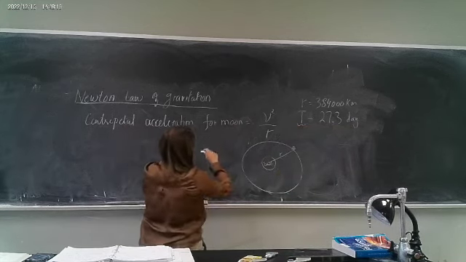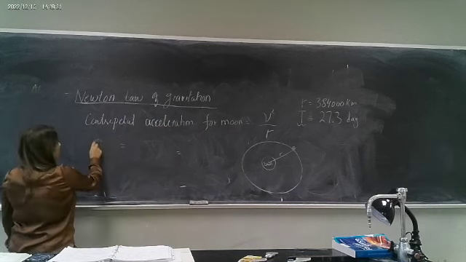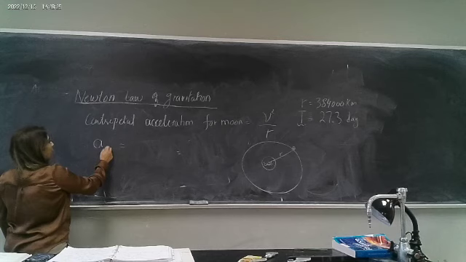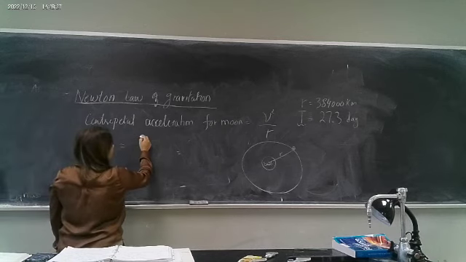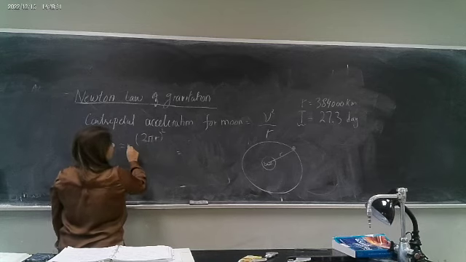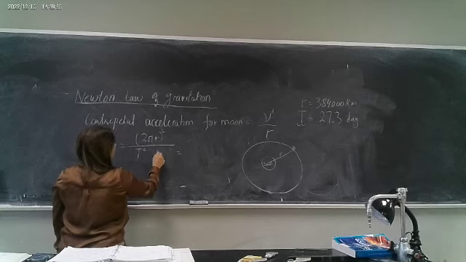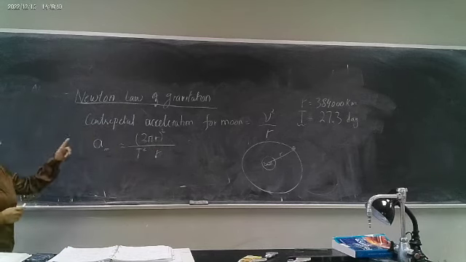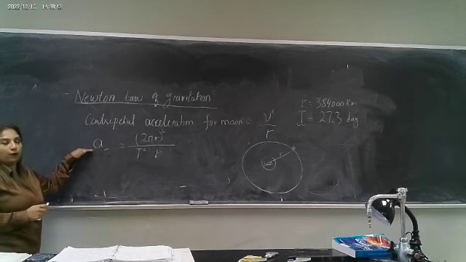So I'm going to plug this value in here. Let me call the acceleration A for moon. A equals v squared over r, where v is 2 pi r divided by T, so it is (2 pi r) squared divided by T squared, times 1 over r. So by using the values given there, I can figure out the value of the centripetal acceleration.